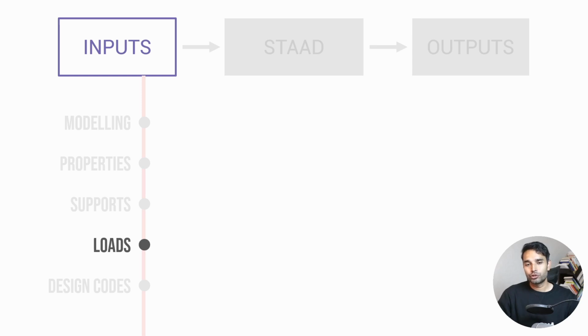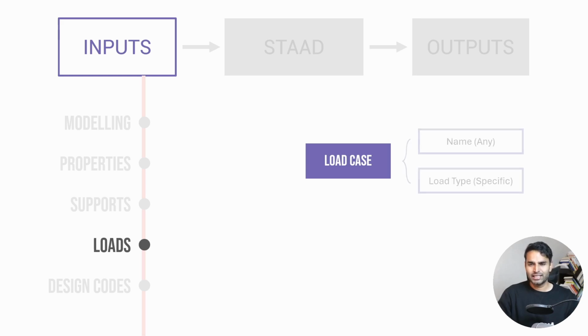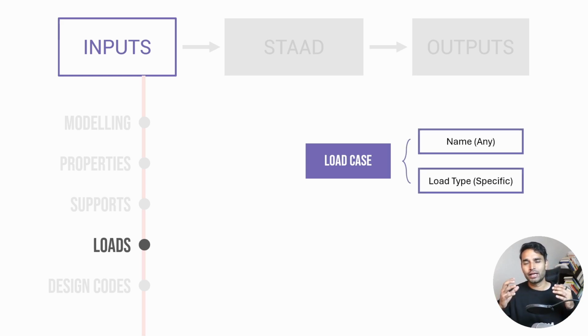Next up, we have loads. Now, when it comes to loads, we are looking at it from the point of view of STAAD. Inside STAAD, there is something called a load case, which has a name. If you think about a load case, it can be a dead load. You can call it dead load or DL or dead or whatever. And the load type is going to be very specific. The load type is predefined inside STAAD. So you can give it a dead load type, live load type, seismic load type, and so on and so forth. That is the load case.